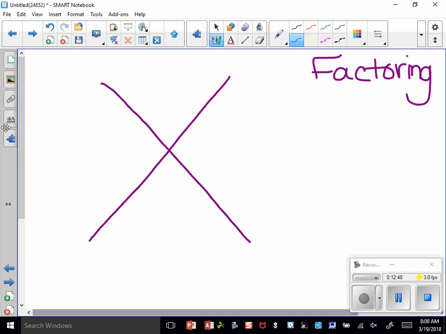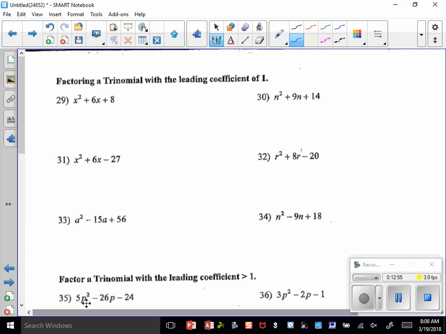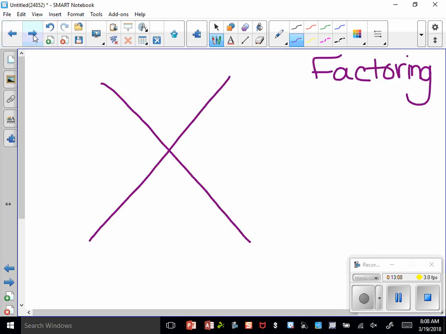All right, so now when you're factoring this way, I'm going to take this problem here. Let's just take one of the problems. 5p squared. And let's write this by our x, because we're going to be using this as an example. So we're going to use 35, which says 5p squared minus 26p minus 24. Okay, so I'm going to keep this over here off to the side. This is question number 35 on the previous page.